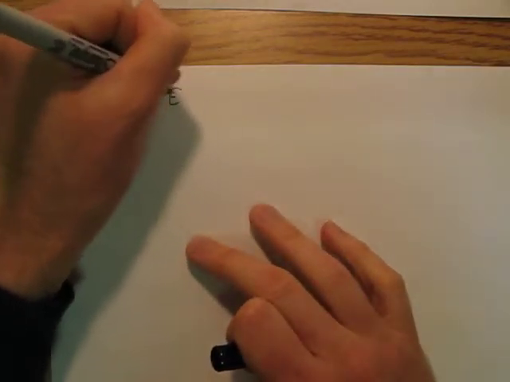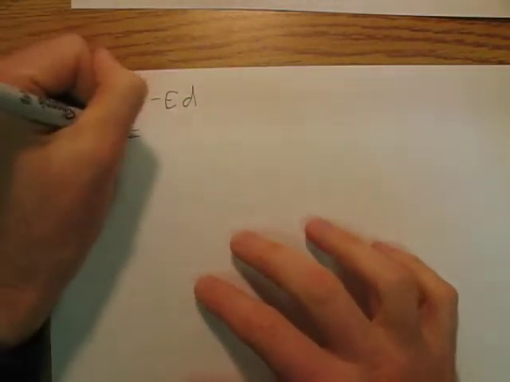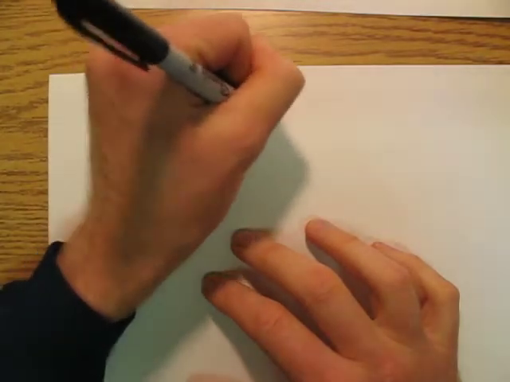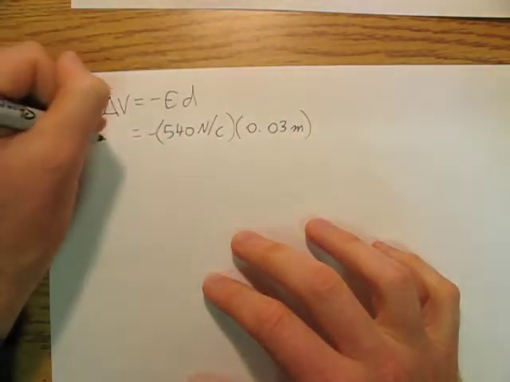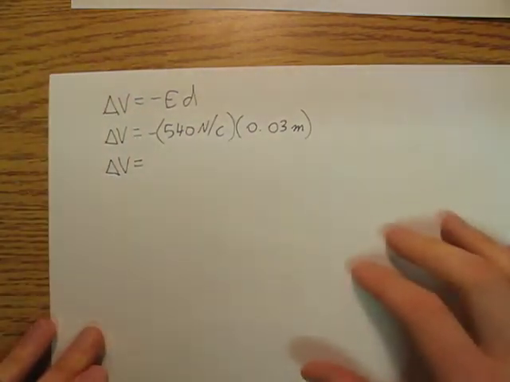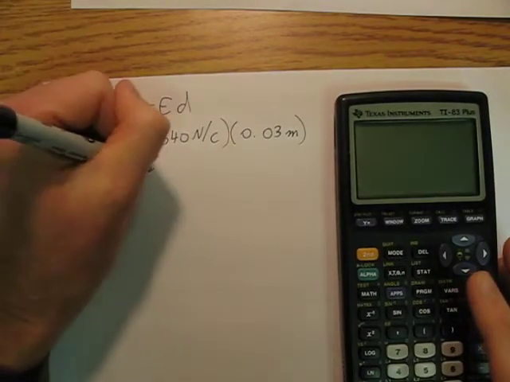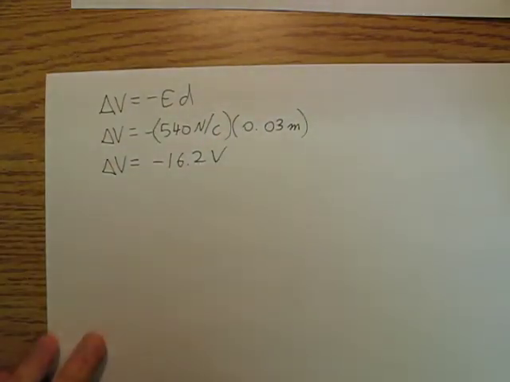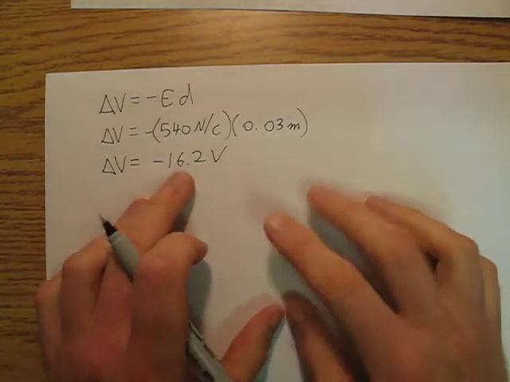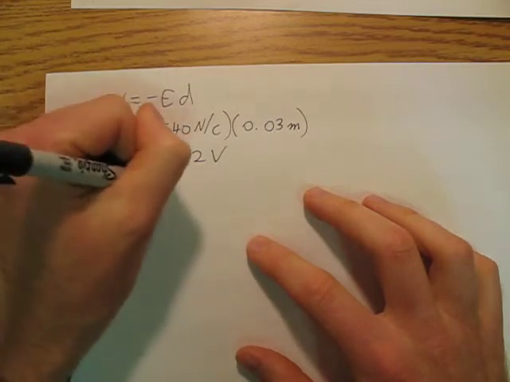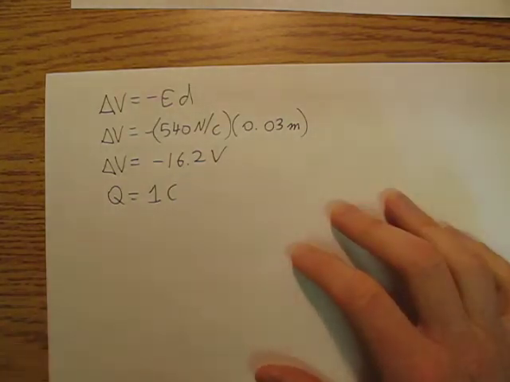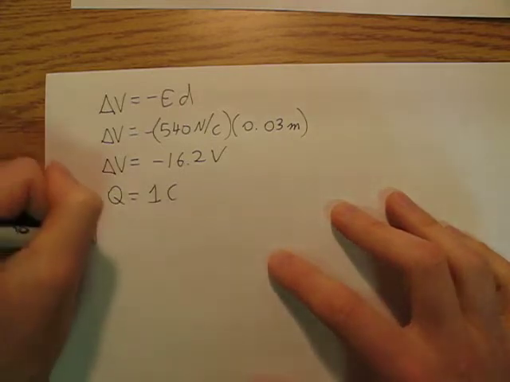So as you know, change in V equals negative ED. And so I said that if I've got negative 540 newtons per coulomb times 0.03 meters, I'm going to end up with a change in voltage of negative 16.2 volts. I already did that calculation, so I don't need to punch it into my calculator again. Okay, and then I said that I put 1 coulomb of charge on the capacitor.